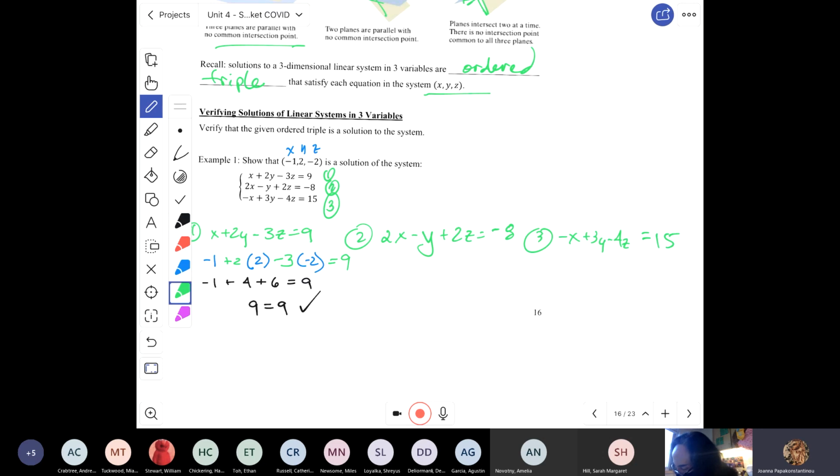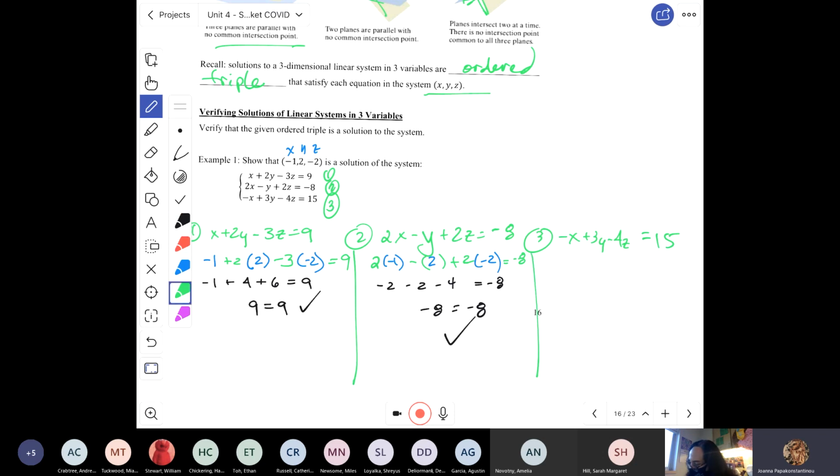So let's go ahead and do the second one. I'm going to substitute in -1 for X, 2 for Y, -2 for Z, and see if it equals -8. Does it equal -8? Yes, it does. Again, we still cannot say it's a solution. It has to satisfy all of the equations. Because remember, it has to be on every single one of those planes to be a solution.